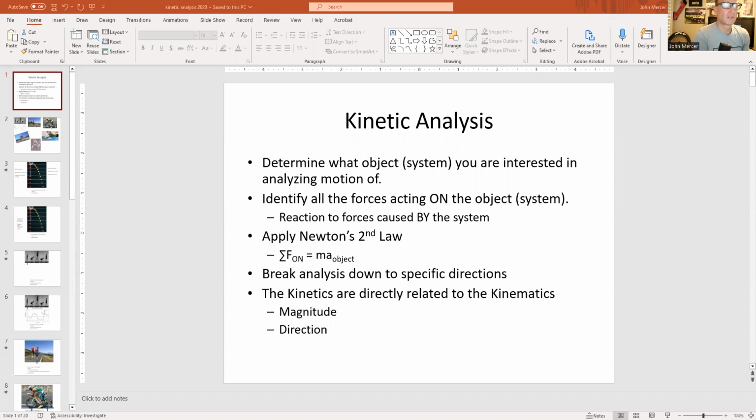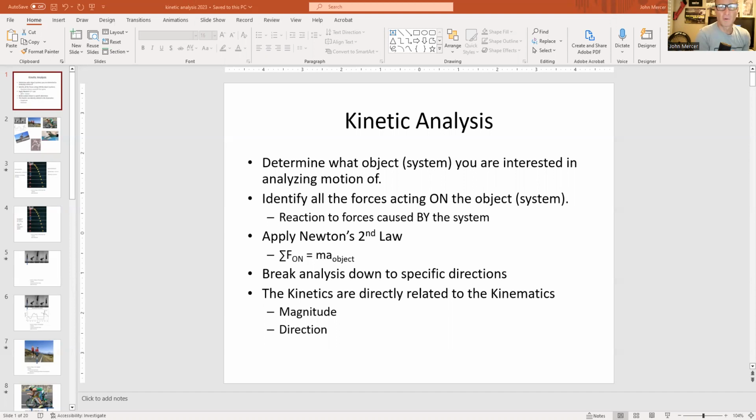First and foremost, you need to determine which object, or system of objects, you're interested in analyzing the motion of. Then you need to identify all the forces acting on the object, on the system. And I'll explain what I mean by system as we go through this.